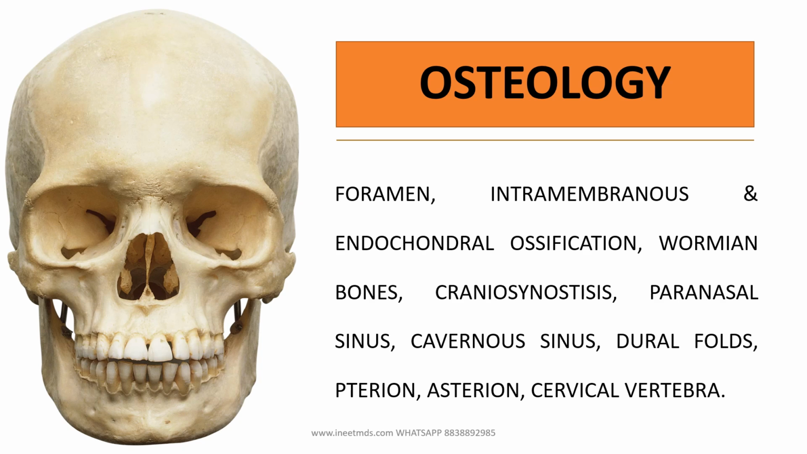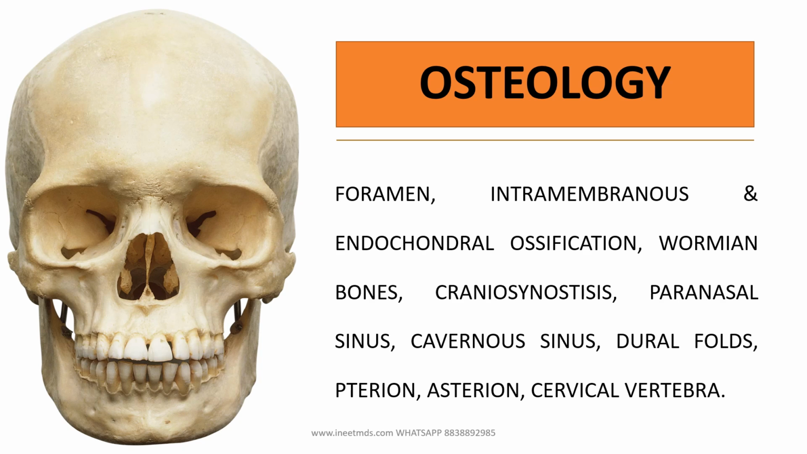The next is the anatomy topic, osteology. So from osteology you have to read completely about all the foramens, the names of the foramen and structure passing through it. Whenever there is any mnemonic for foramen, please go through the mnemonics of foramen. Then what is an intramembranous and endochondral ossification? Under the skull bone, what all bones come under intramembranous and what all comes under endochondral ossification? Then what are Wormian bones, where is it present?